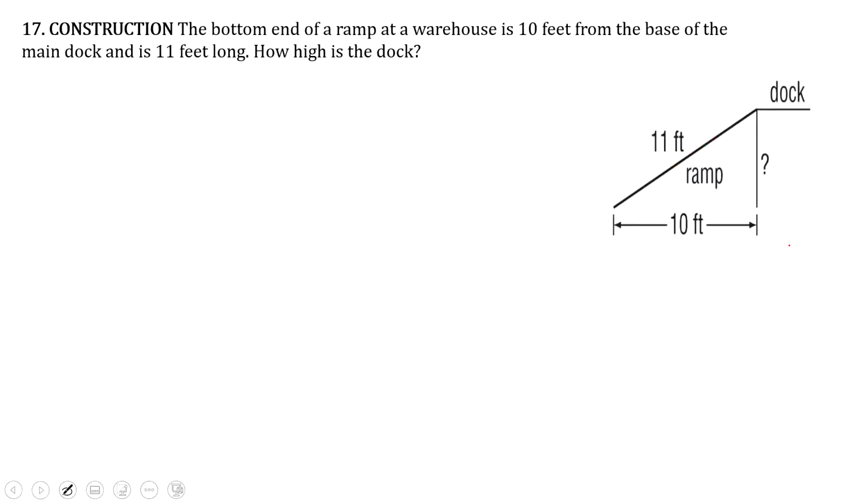Okay, word problem. Pythagorean theorem word problem. The bottom end of a ramp is 10 feet from the base of a main dock and 11 feet long. How high is the dock? So we just draw it in. It definitely looks like a right triangle. We're going to assume it's a right triangle. We have to figure out how high the dock is. So now we're looking for the question mark, and we're going to call it x. So again, we go right into it. 11 squared equals 10 squared plus x squared.